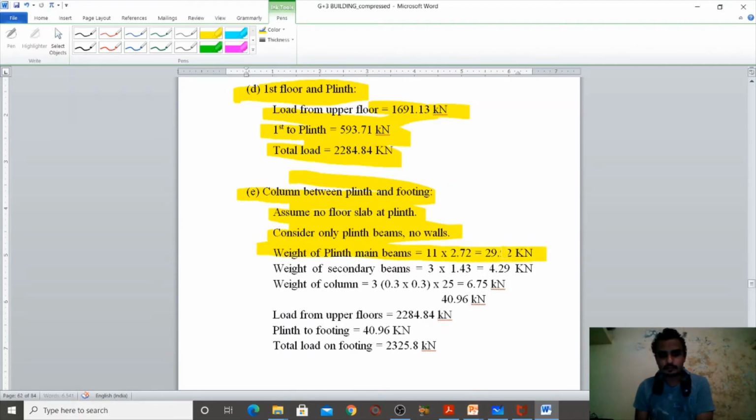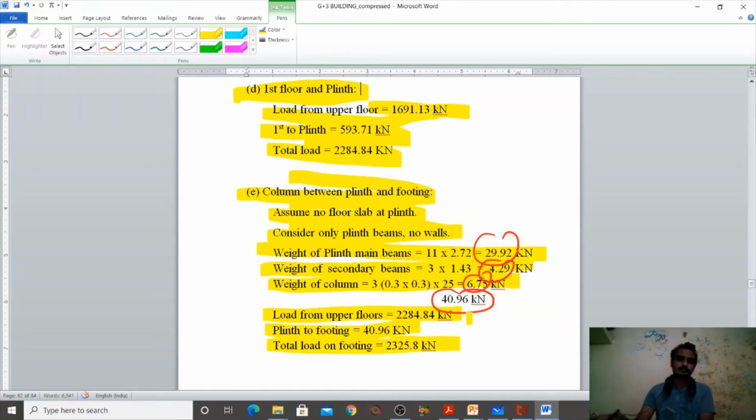So weight of main beam, weight of secondary beam, weight of column. Here we got three loads. So total load is 40.96 kilonewton. So load from upper floor 2284.84 kilonewton, plinth to footing, and total load on footing 2325.8 kilonewton. This is the total load on the footing, and this load we use to design a footing.